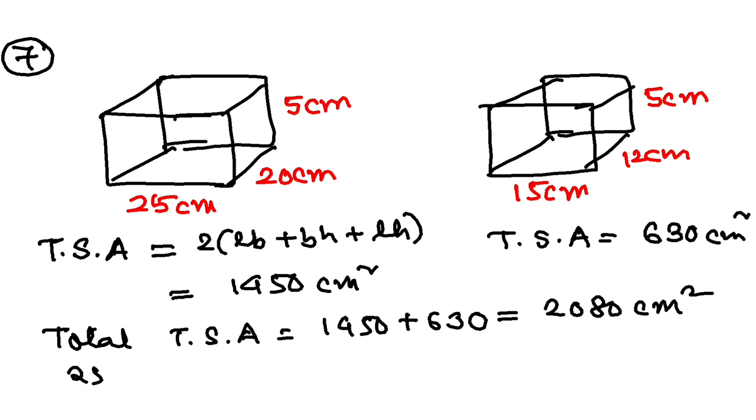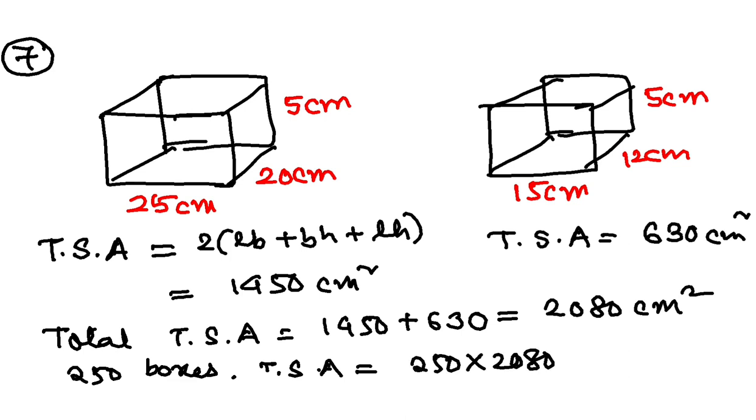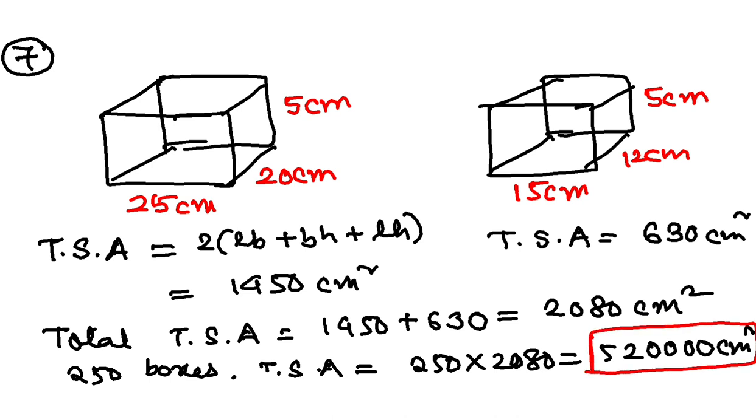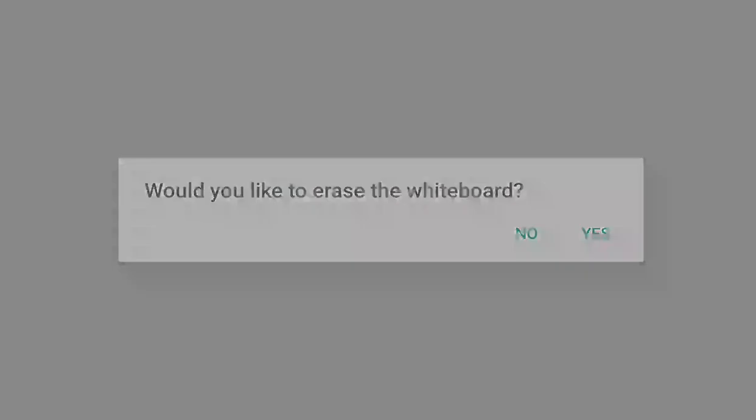Now they are saying there are 250 boxes of each kind, right? So for 250 boxes, my TSA will be, obviously I have to multiply, 250 into 2080, that will give you 520000 cm square. So this is my total area of all the boxes. Now you have to find the overlap. In the question they are saying there is a 5% overlap, this extra that is required to make the boxes.